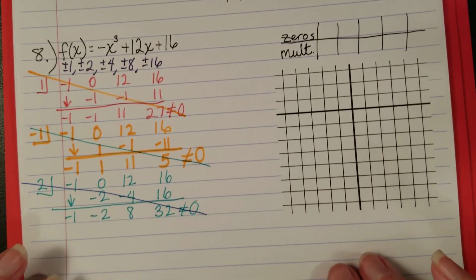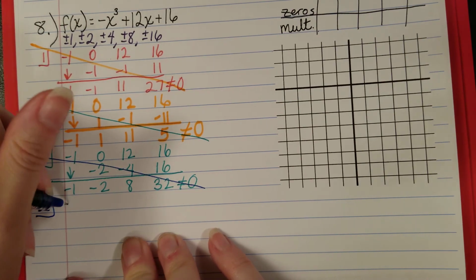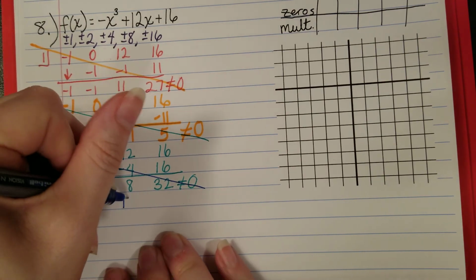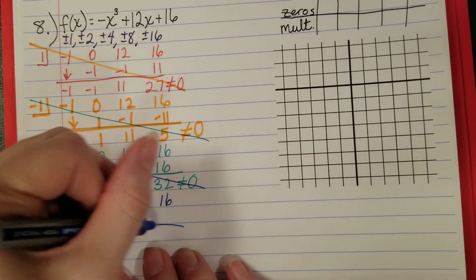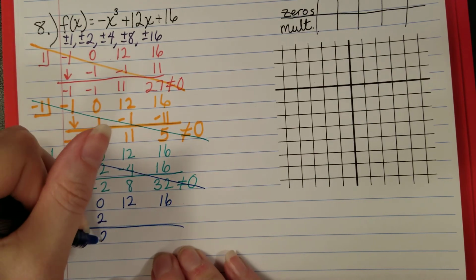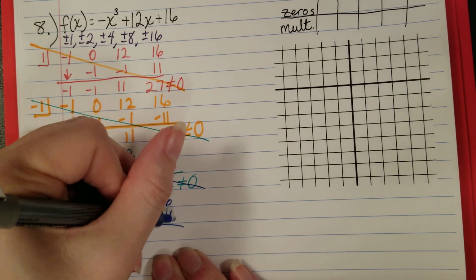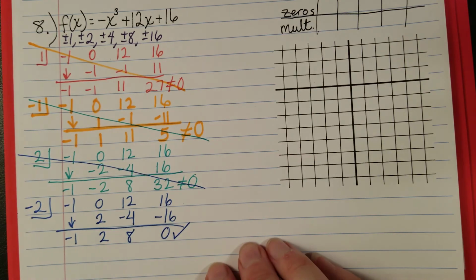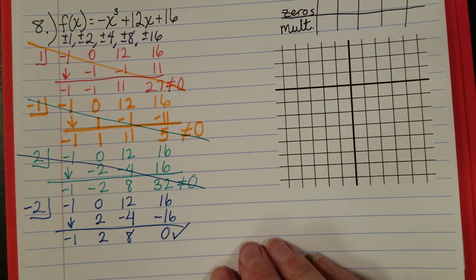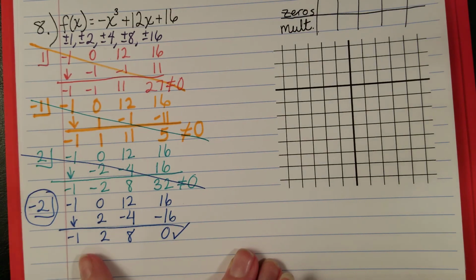-2 in the box. Negative 1, 0, 12, 16. Negative 1, 2, 2, negative 4, 8, negative 16, and 0. All right, so now we know that negative 2 is a 0 of the function.